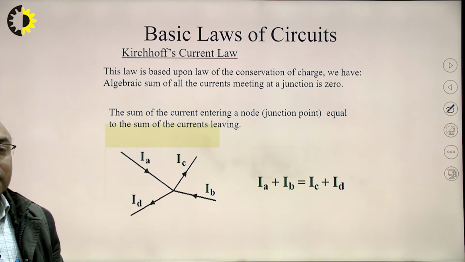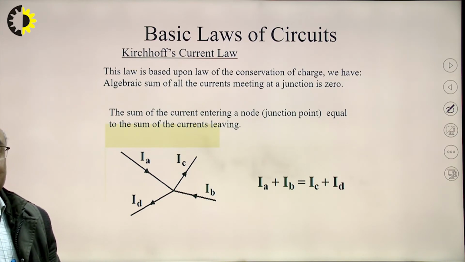Like in this diagram we see 4 branches meeting at a junction point. In these branches the currents shown are IA and IB, which are the entering currents towards the junction, while IC and ID are the leaving currents from the junction.